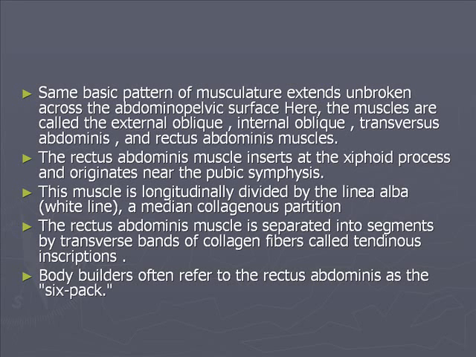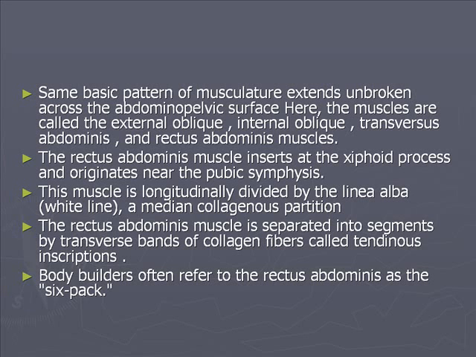Some basic patterns of musculature extend unbroken across the abdominal pelvic surface. The muscles are called the external oblique and internal oblique muscles, the transversus abdominis muscles, and the rectus abdominis muscles. The rectus abdominis muscles insert at the xiphoid process, so you can see how it can become an anterior flexor if it's inserting at the xiphoid process, the inferior portion of the sternum.